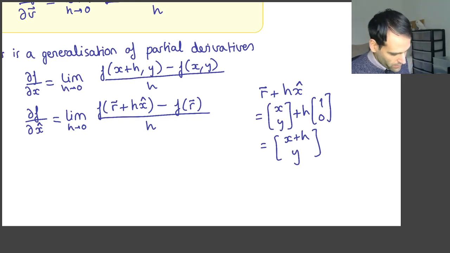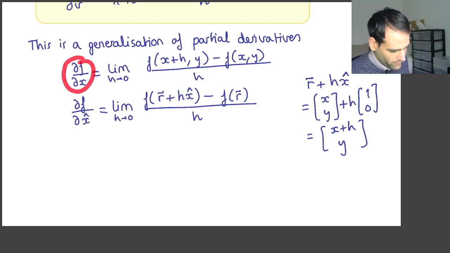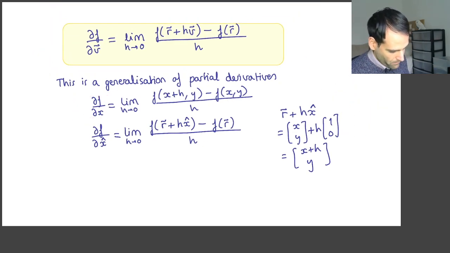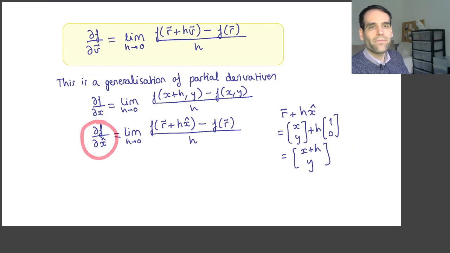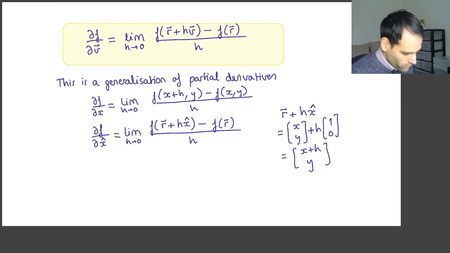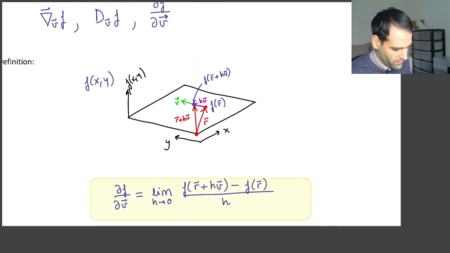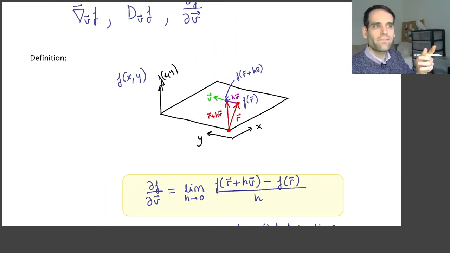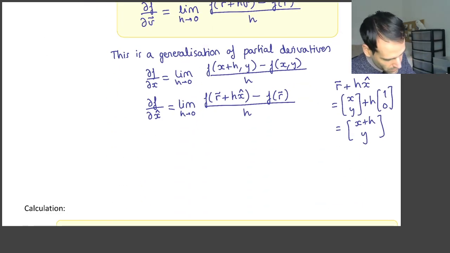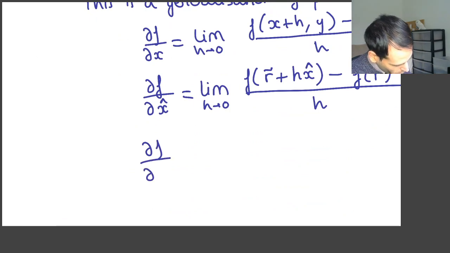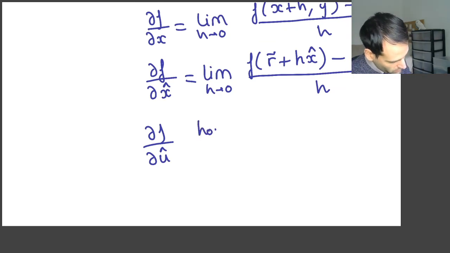So indeed you see that the partial derivative with respect to x can also be seen as the directional derivative of f in the direction x hat. Therefore you can think of the directional derivative as the partial derivative, but in any direction you want. You could choose any unit vector. You could choose df with respect to u hat, and that would tell you how fast f is changing in the direction u hat.